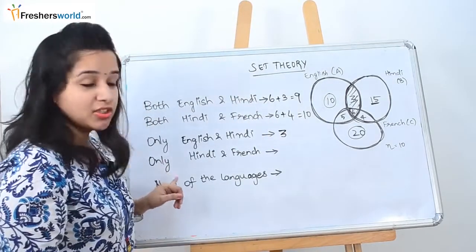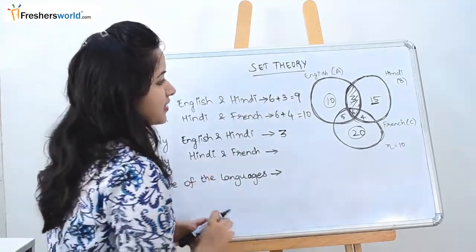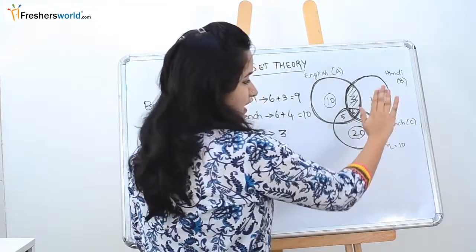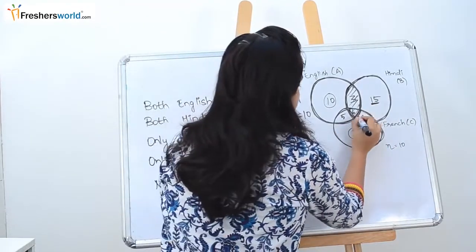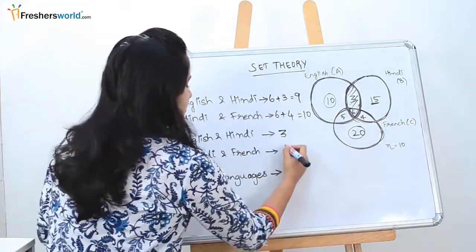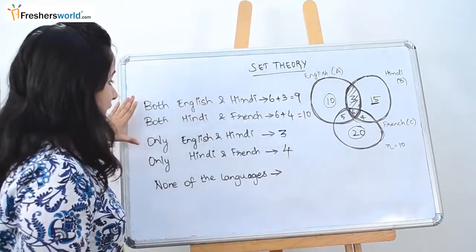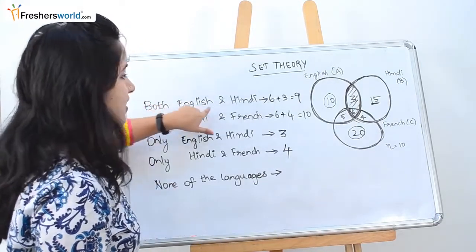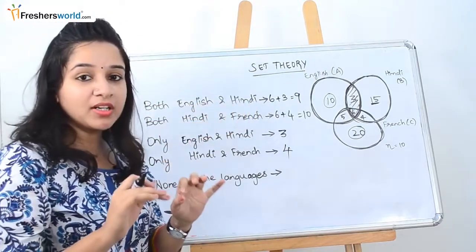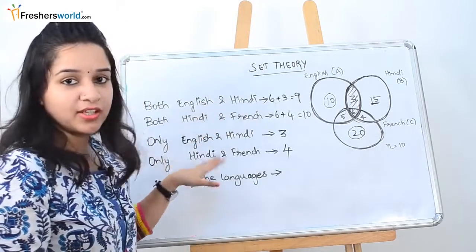Similarly, the next question is only Hindi and French. So these two circles represent Hindi and French, and the people who know only Hindi and French is nothing but this part of the circle. So it is nothing but 4. So I hope you understand the differences between this. Here they are asking both English and Hindi. Here they are asking only English and Hindi. Similarly for the next question.